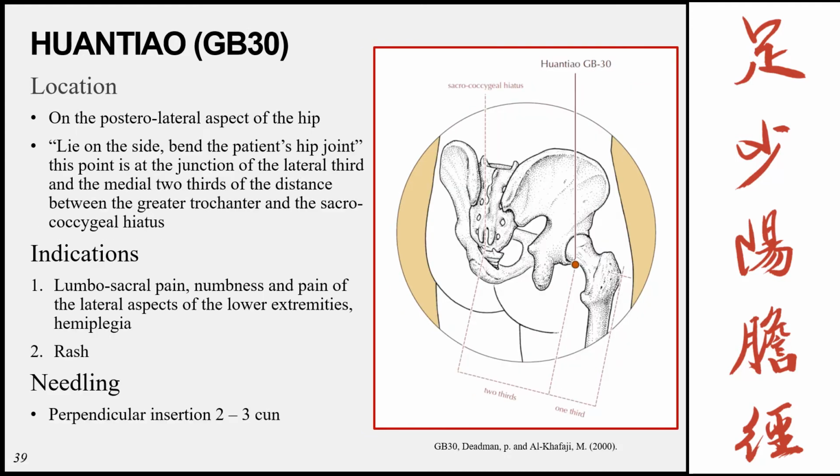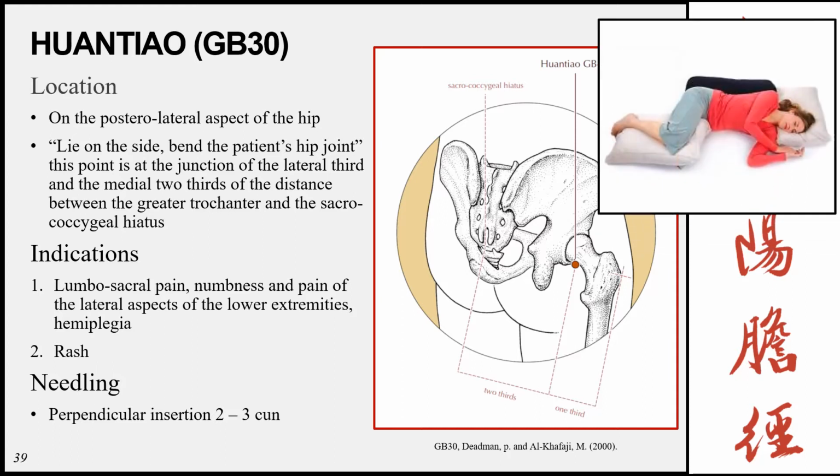The next point, HUANTIAO, GB30. This point is on the posterior lateral aspect of the hip. That just means it's on the back and the lateral side. This point is found by getting the patient to lie on their side and bend the hip joint. Then it can be found at the junction between the lateral third and the medial two thirds of the distance between the greater trochanter and the sacral coccygeal hiatus.